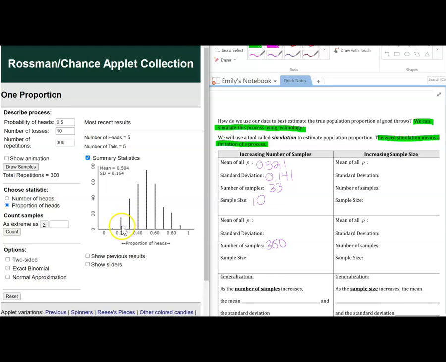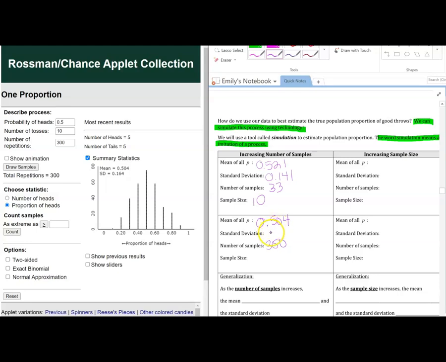Obviously these dots, there's so many of them that they almost look like straight lines, but there's your distribution, there's your normal curve there. So the mean of all the p-hats is about the same. It's about 0.504. It's about the same. I mean, there's a little bit of variability there, but it's about the same.